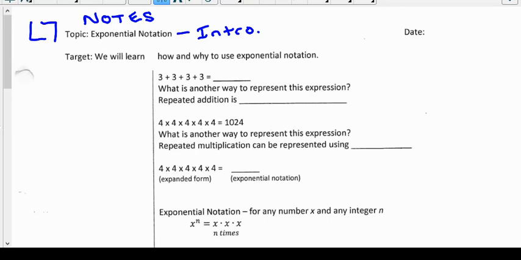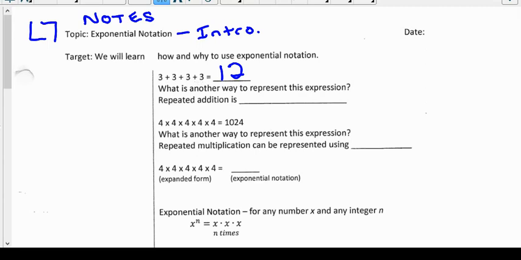So we're just going to start with what we have as background knowledge, that this 3 plus 3 plus 3 plus 3, that is repeated addition, right? And so 3 plus 3 plus 3 plus 3, and you're going to have to excuse my writing with this stylus, it's always kind of icky, is 12, right? So this is kind of labor intensive, right? That takes a lot of work to write all that out.